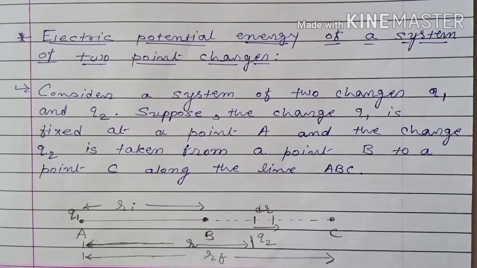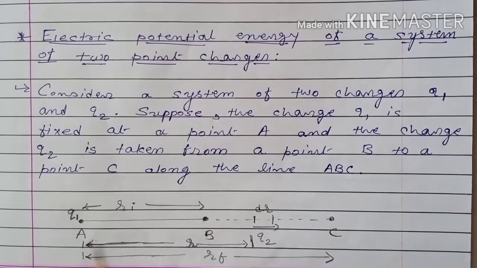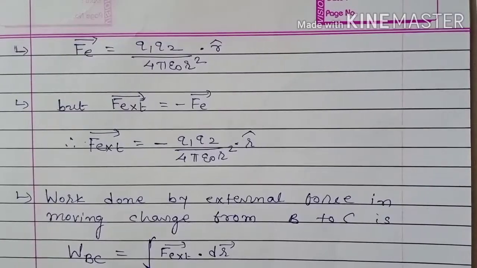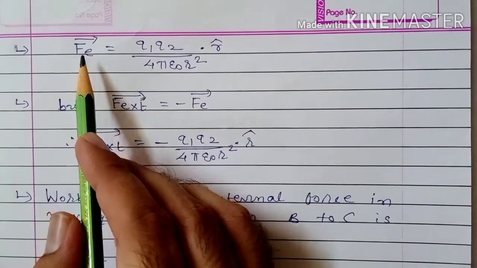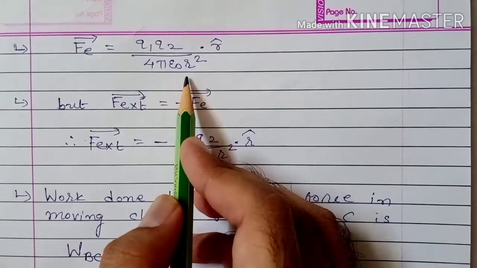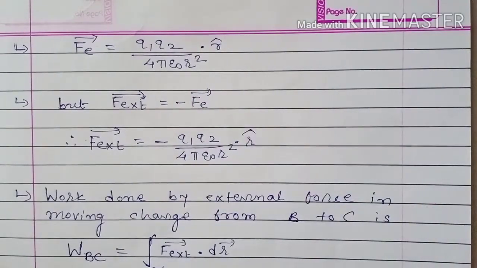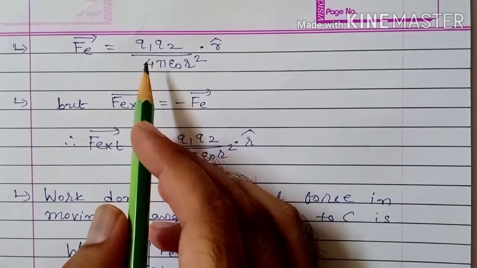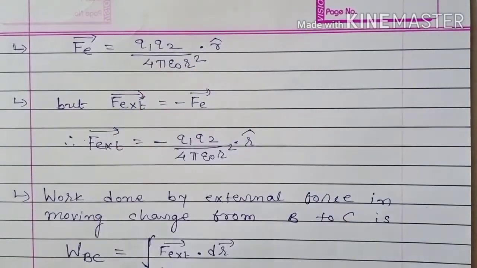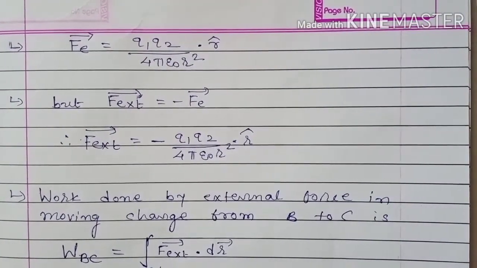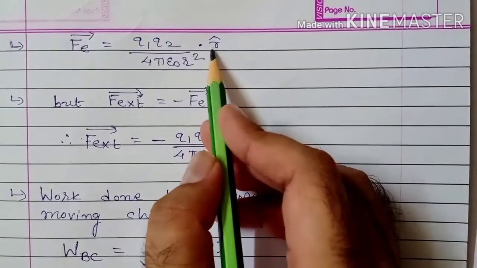When Q2 is at a distance R, at that time, electric force acting on Q2 due to Q1 is given by Fe vector is equal to Q1 Q2 upon 4 pi epsilon naught R square into R cap. This is Fe vector. Vector is always represented by magnitude into unit vector. This is the magnitude and this is unit vector. Because force acting on Q2 is in radial direction, that's why I have taken R cap.